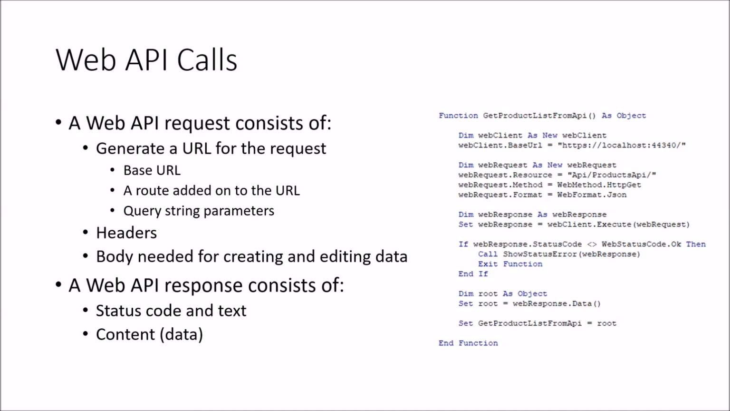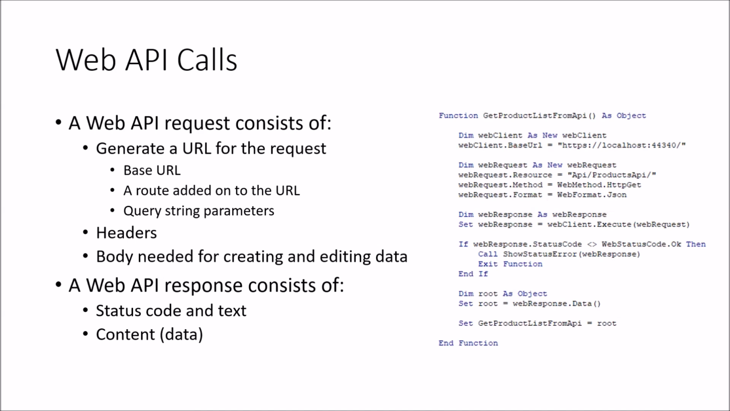The request goes off, and what comes back is a web API response. And that consists of essentially two things: a status code, which tells you that it succeeded or not, and if not, what type of failure. And then the data content comes back.